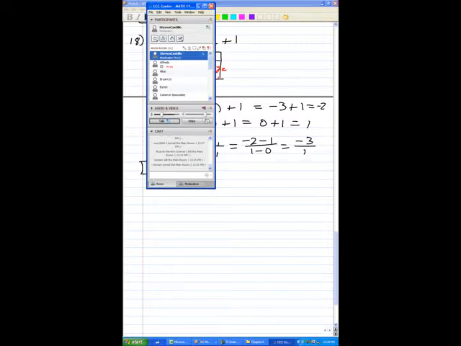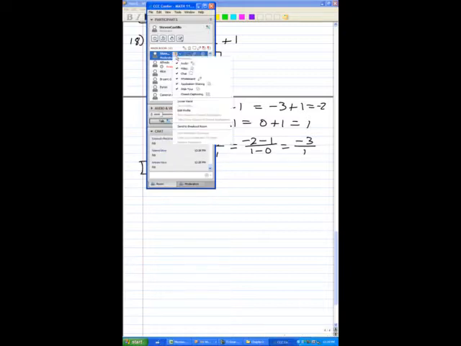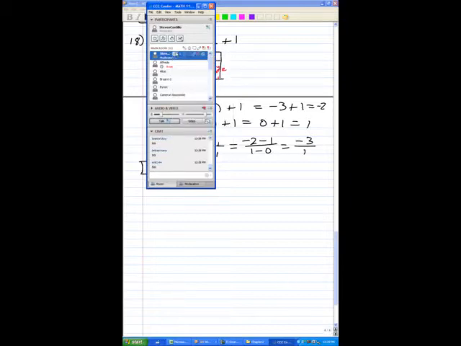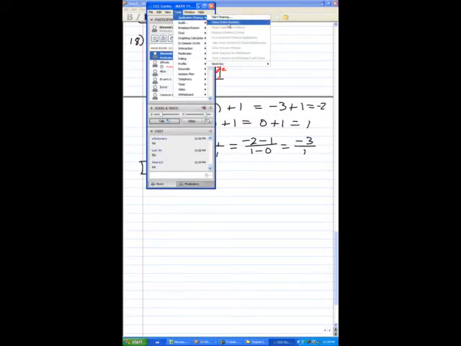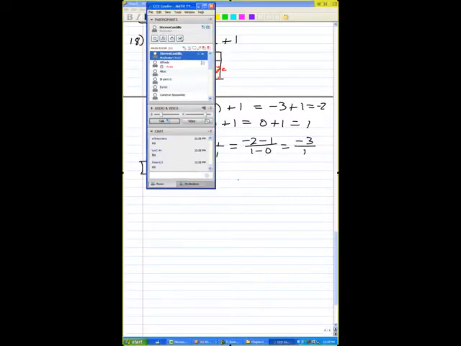Hopefully people could still see the writing in the background. Can you see the writing in the background? Now you should be able to see it. In a few seconds it should be coming up. Yeah. Okay, good.